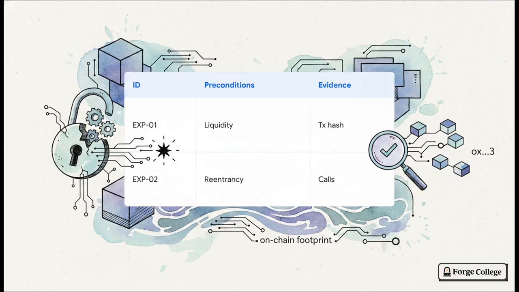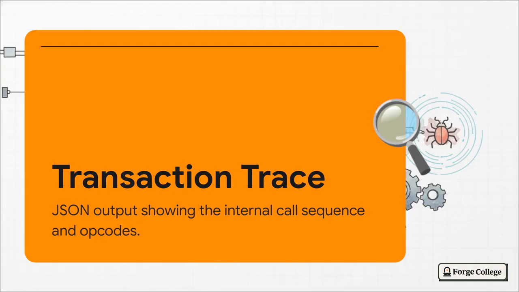You track the exploit ID, the precise preconditions needed, and exactly what evidence you expect to see, whether that's a transaction hash, a JSON trace, or a sequence of internal calls that proves a reentrancy attack. And the absolute crown jewel of this evidence is the transaction trace.